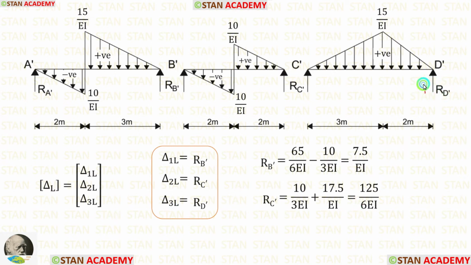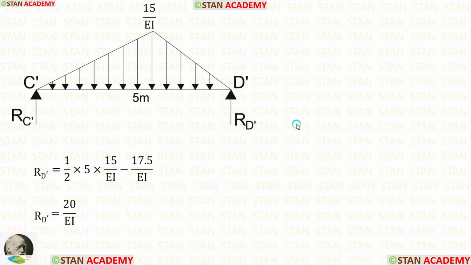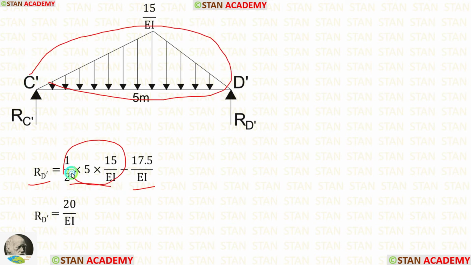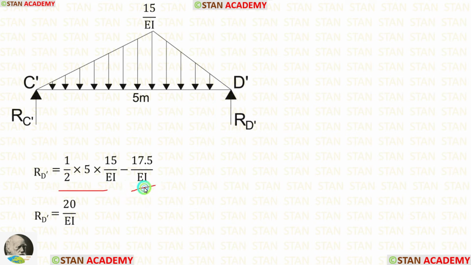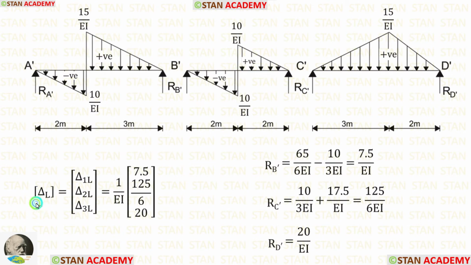Now let us calculate RD dash. RD dash can be easily calculated by subtracting RC dash by the total load. Here the total load is the area. The area minus RC dash, we are getting RD dash. In the delta L matrix, we have calculated all of the values. Let us apply them. 1 upon EI is constant. Let us keep it outside.